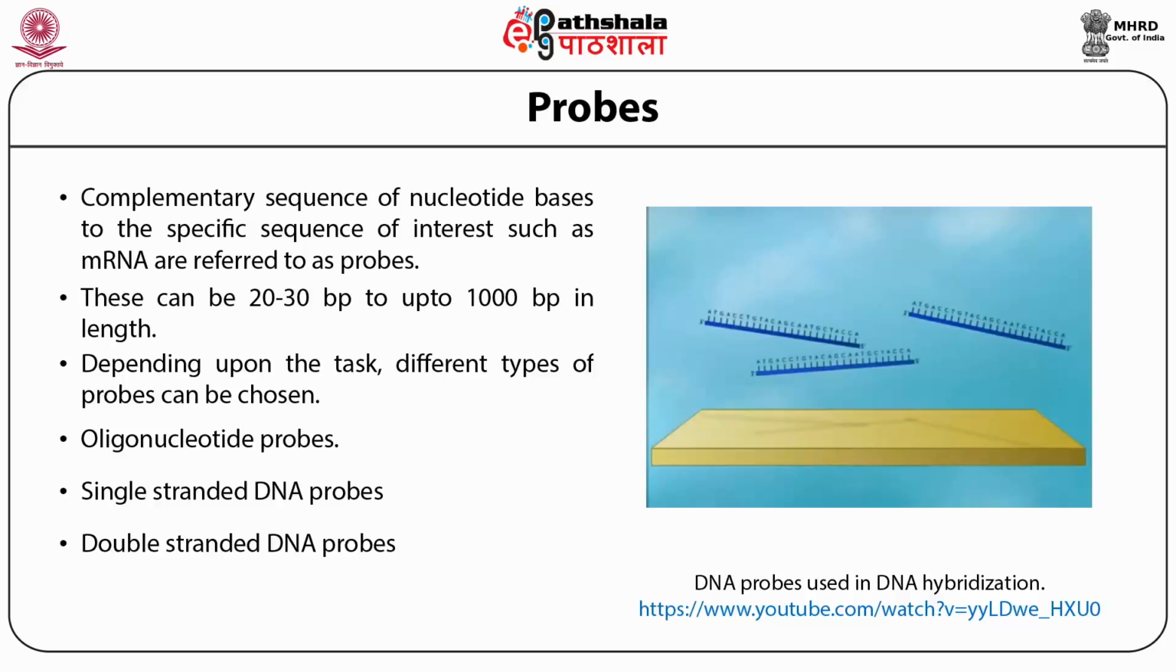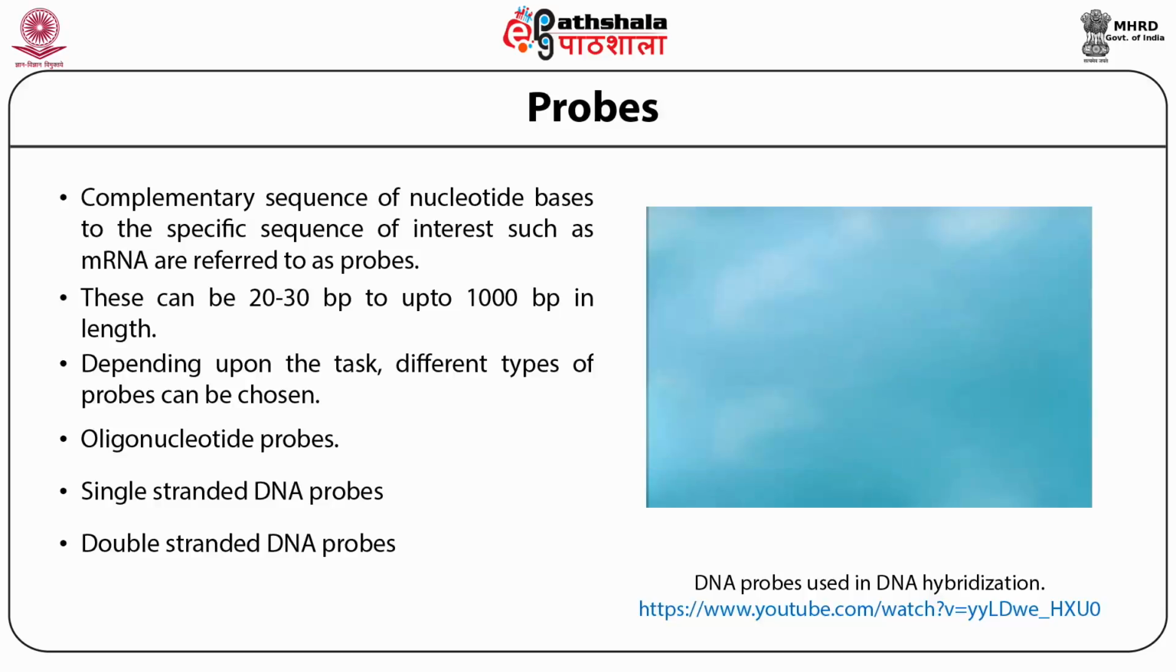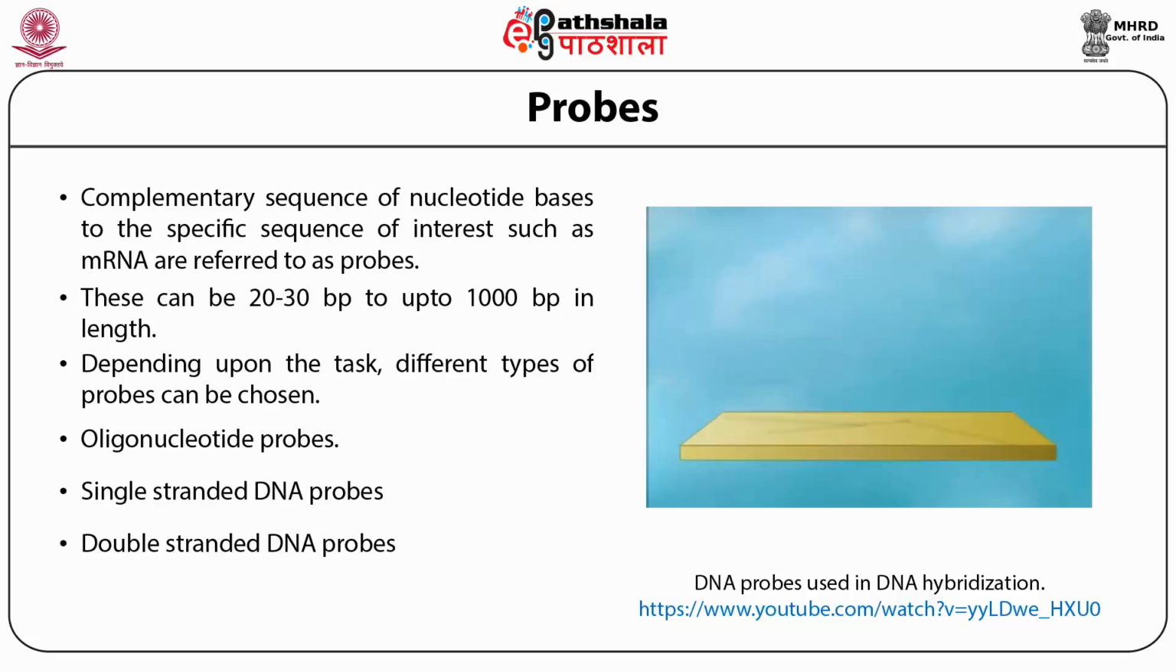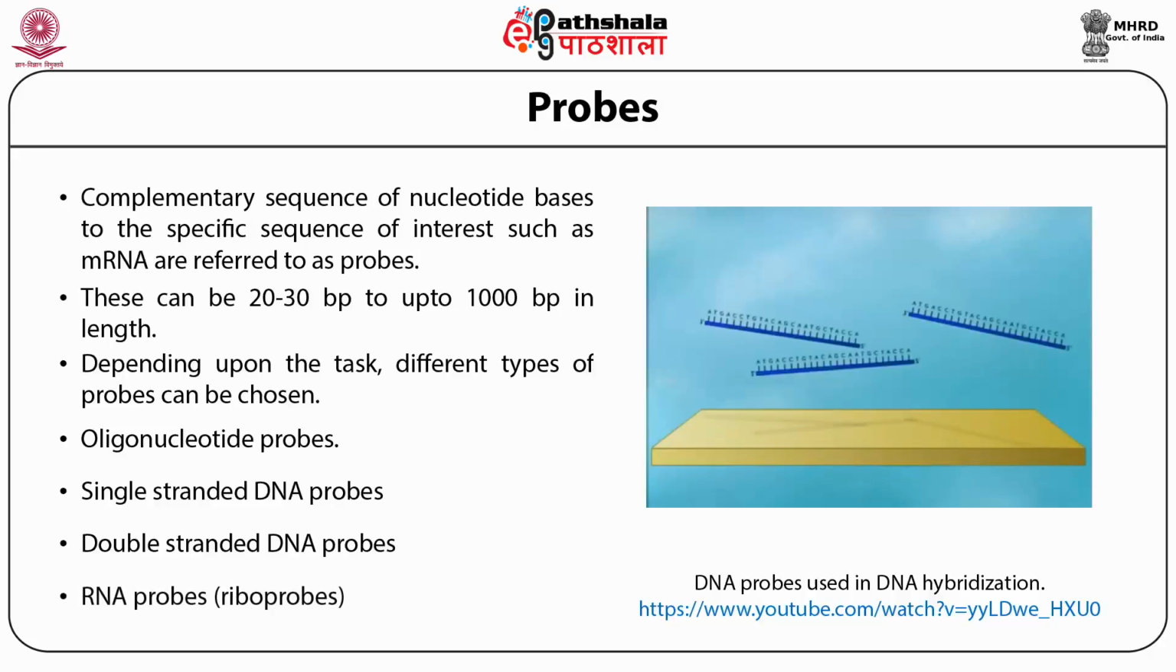However, if the sequence is not known, then the fragment can be cloned in a plasmid and replicated in a bacteria, lysed to obtain the plasmid, purified, and then restriction enzymes can be used to excise out the fragment of interest to be used as a probe. Fourth, RNA probes or riboprobes. RNA probes are 250 to 1000 base pair in length.